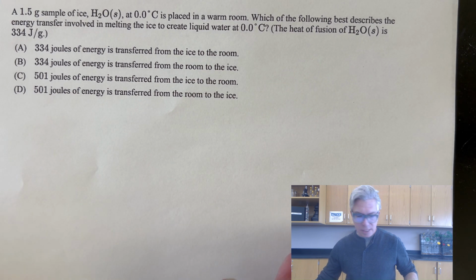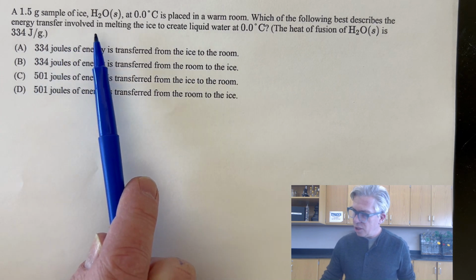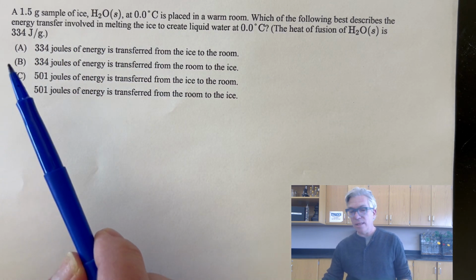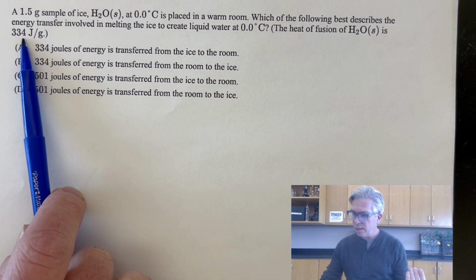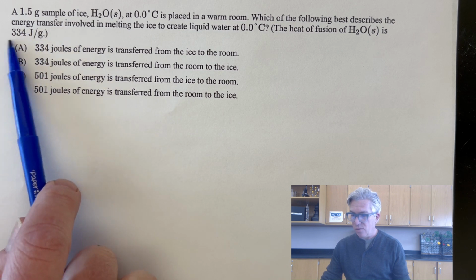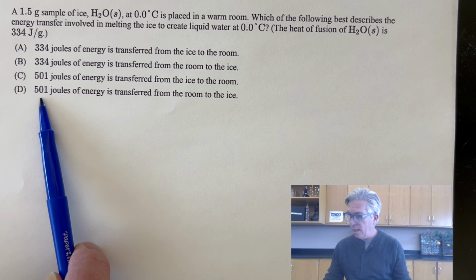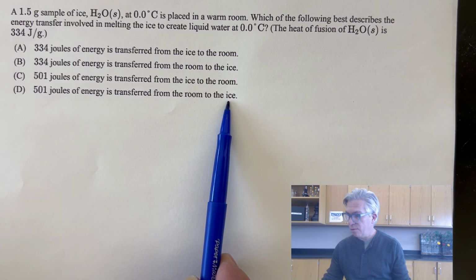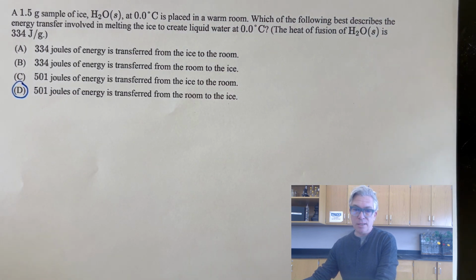A 1.5 gram sample of ice is placed in a warm room. Which of the following describes the energy transfer involved in melting the ice to create liquid water? So energy has to go in to melt that ice. It's 334 joules per gram, and I have 1.5 grams. So we want 1.5 times that, which looks like around 501. And the energy is going from the room to the ice because the ice has to absorb it in order to melt. Melting is an endothermic process.